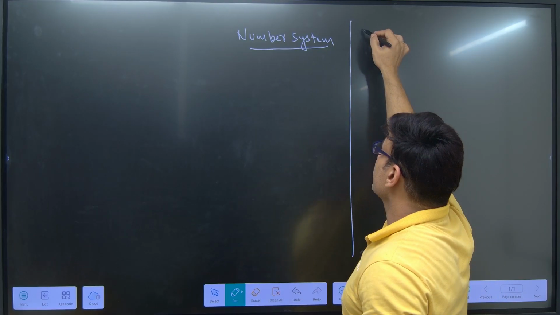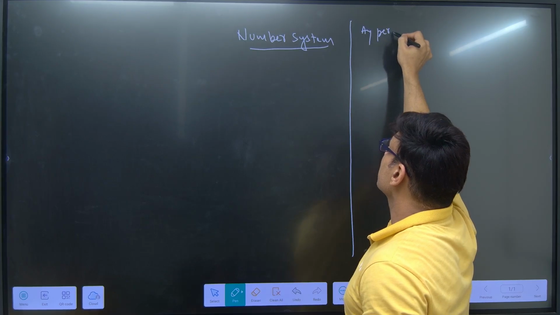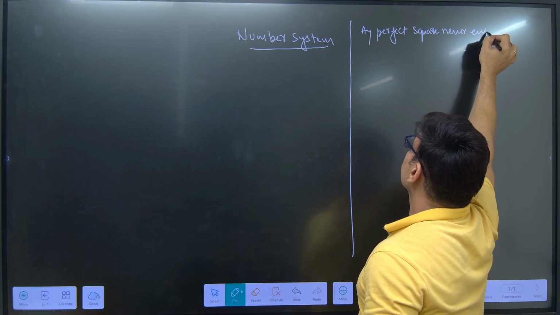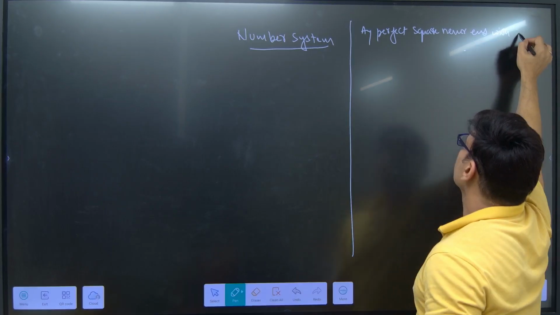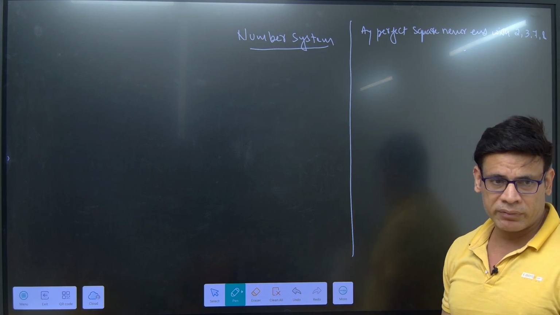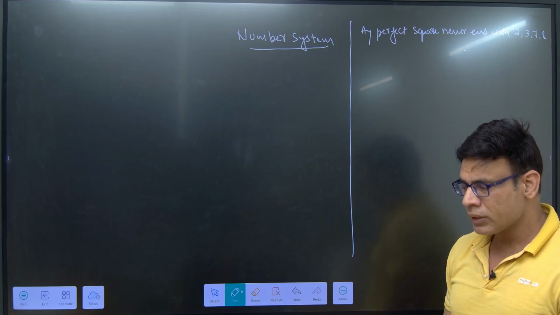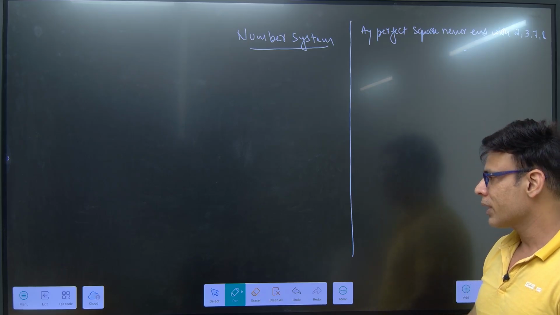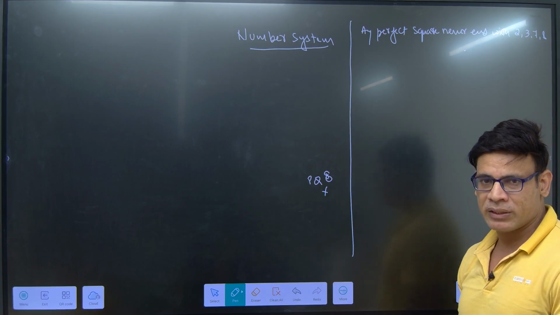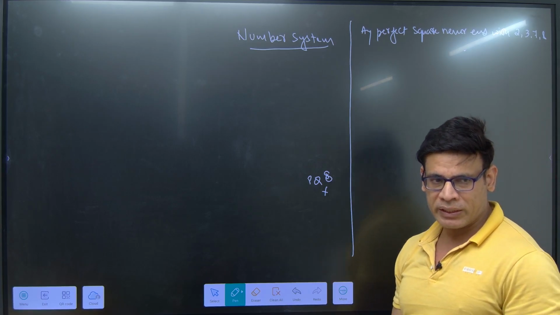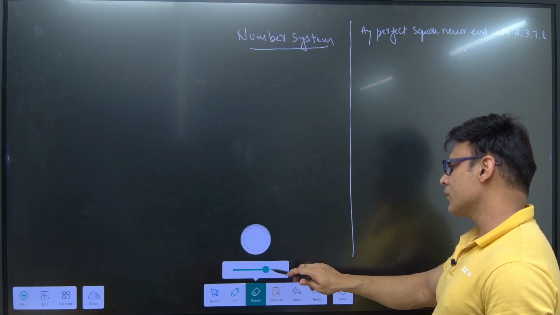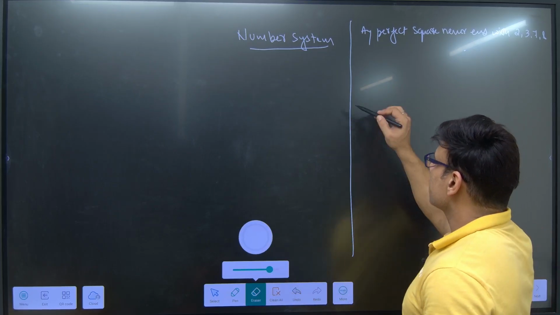First thing you should know is that any perfect square never ends with 2, 3, 7 and 8. You take any perfect square, it will never end with these digits. So if I write PQ8 is a perfect square, the answer is no, it cannot be a perfect square. If the last digit is 2, 3, 7 or 8, it can never be a perfect square.